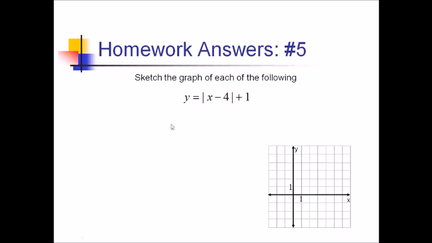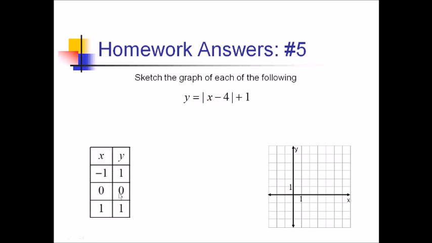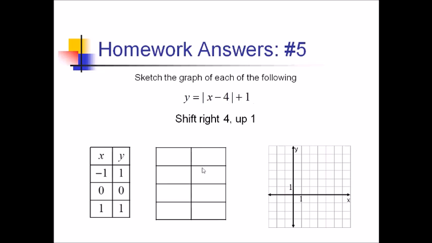For this problem, we're shifting an absolute value graph. Here's the absolute value table again, and we're going to be shifting to the right 4, and this outside one is going to shift us up 1. So in our table, we need x plus 4 and y plus 1. Adding 4 to all the x values, we've got 3, 4, and 5. For the y values, when we add 1, we get 2, 1, and 2. Graphing those out, we have 3, 2, 4, 1, 5, 2, and draw the V through those.